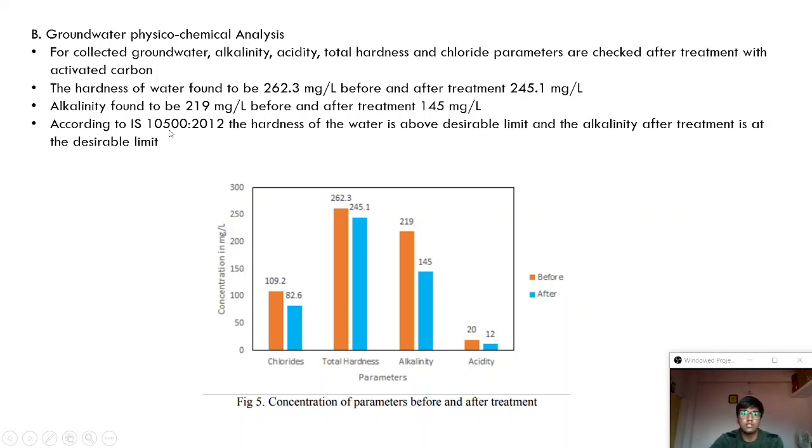So this Indian Standard Code, this law is about the contents of the water and how much content of each chemical or element, chlorides and fluorides, is optimal for domestic use.